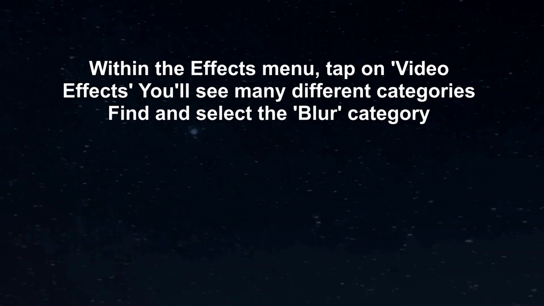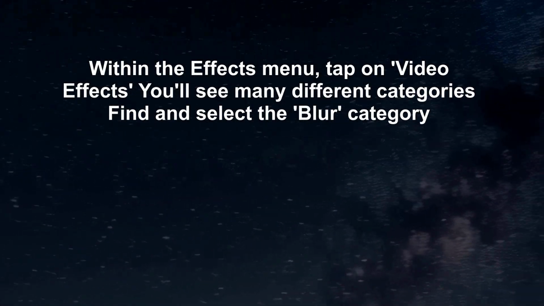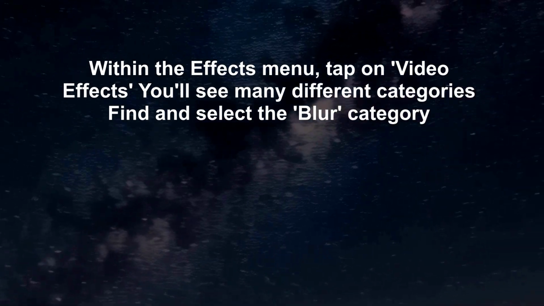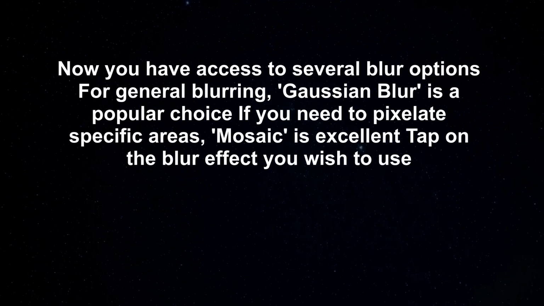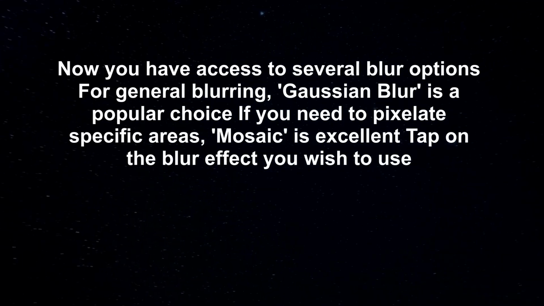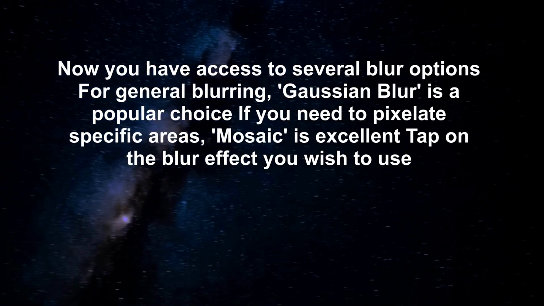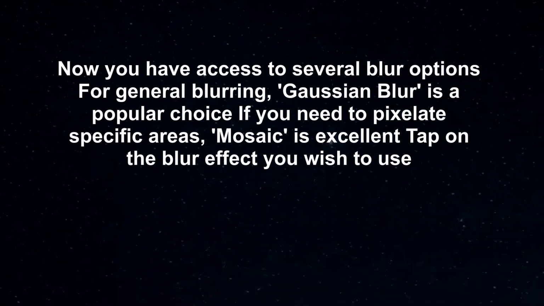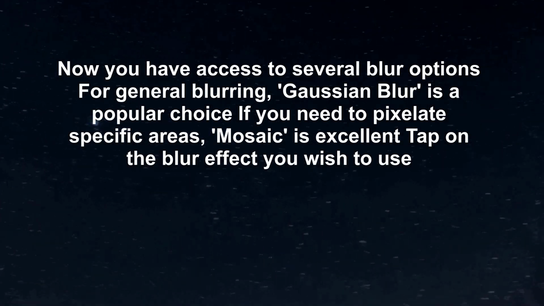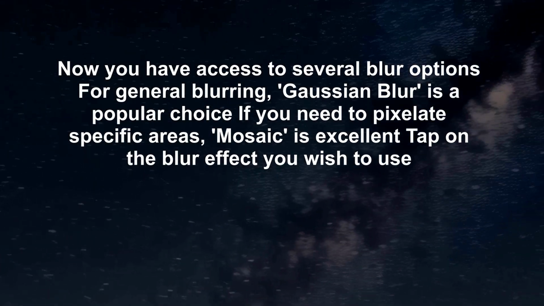Within the Effects menu, tap on Video Effects. You'll see many different categories. Find and select the Blur category. Now you have access to several blur options for general blurring. Gaussian blur is a popular choice if you need to pixelate specific areas. Mosaic is excellent. Tap on the blur effect you wish to use.